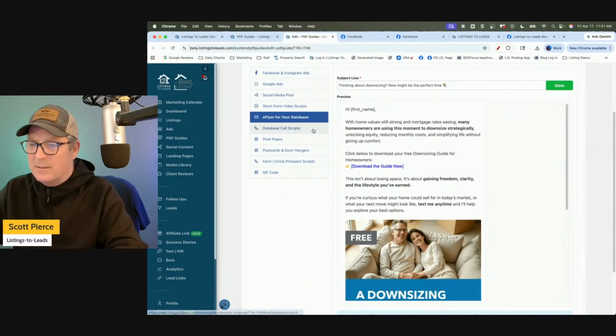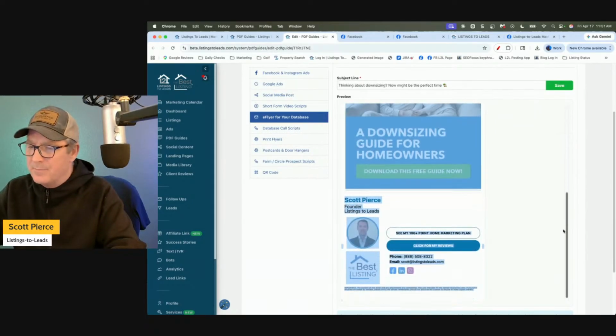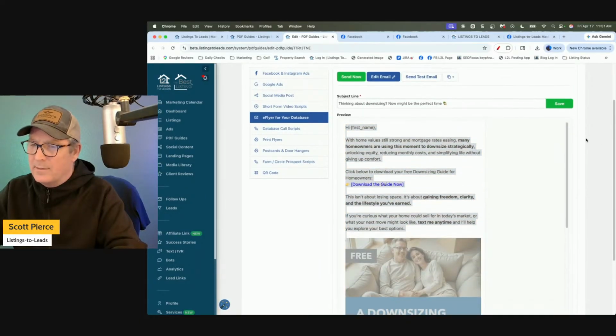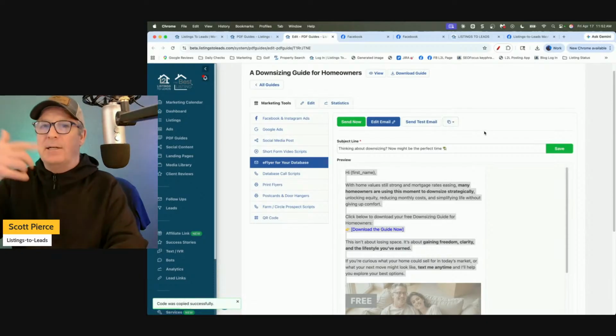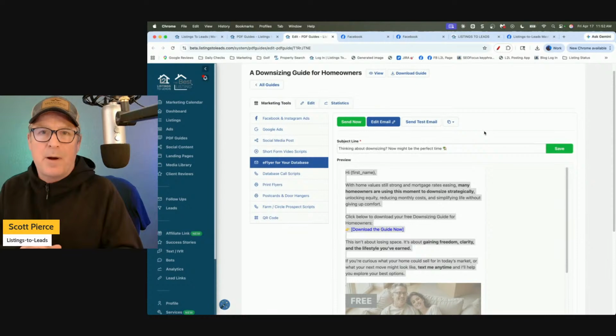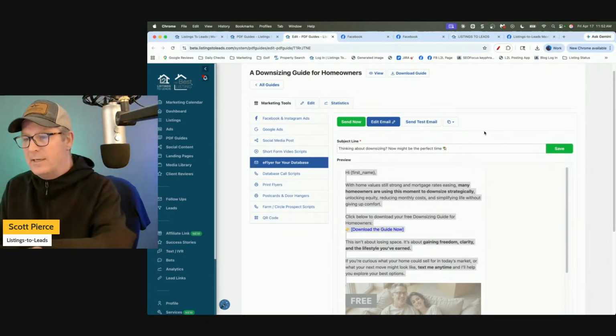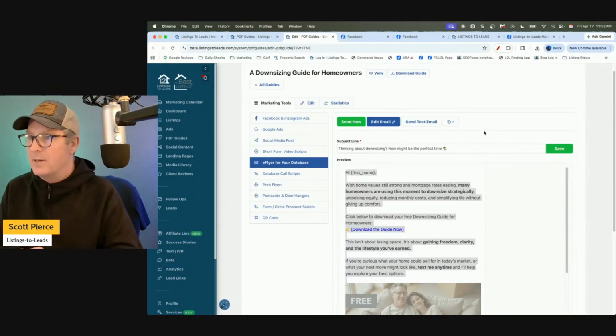So right here under eFlyer for database, you can do either this, just copy and paste it into your CRM. That's one way. The second way is copy code. There's 3 different options. I like copy code to signature, or you can do Follow Up Boss and then drop it into your CRM. The first time you do it, you'll probably wonder how you do that. Ask your CRM support how you do it. It literally is the easiest thing in the world. When you see how to do it, you're going to be like, oh, wow, that's awesome.